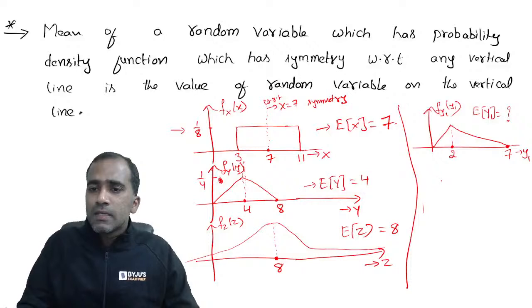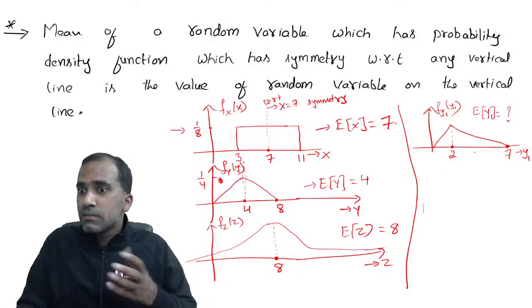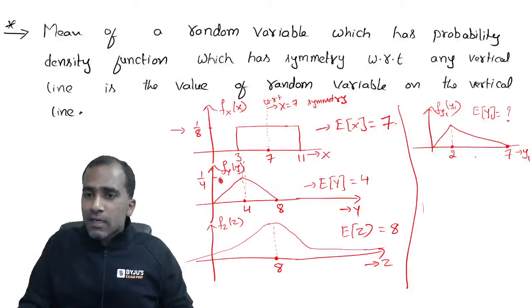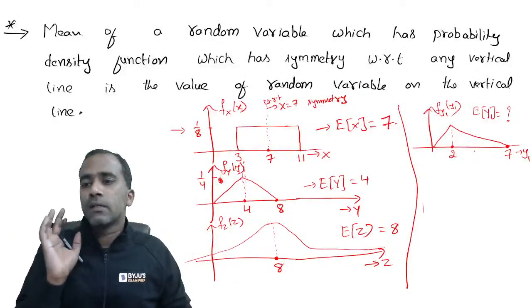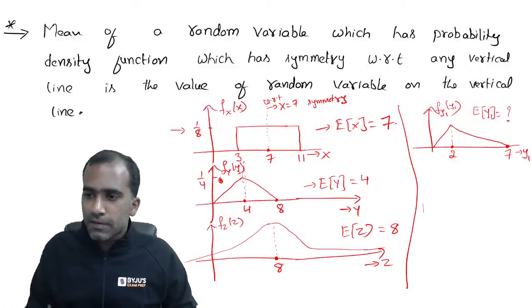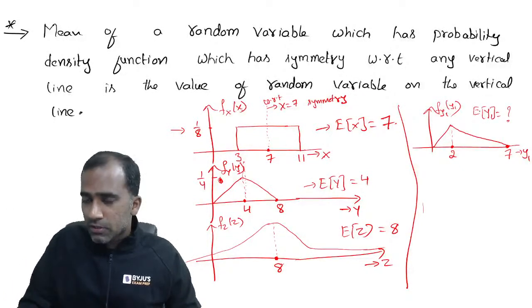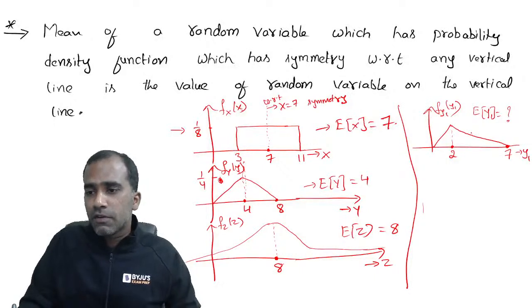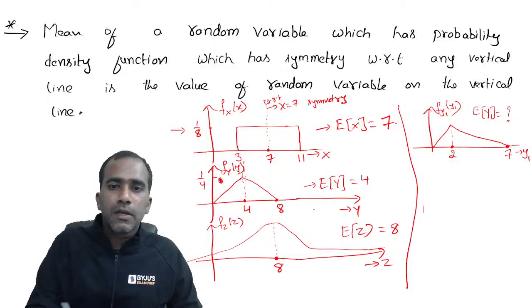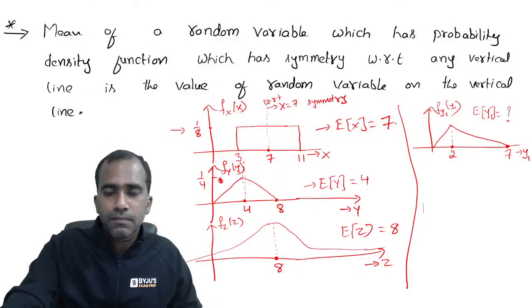Okay, so like this, if they give you any non-symmetrical PDF, non-symmetrical with respect to any line, then we can't recognize the mean value just by looking at it, but we can find it using the formula. Definitely using the mathematical equation for a mean value, we can find it. Okay, wonderful. So this is a beautiful point. I hope it is clear.